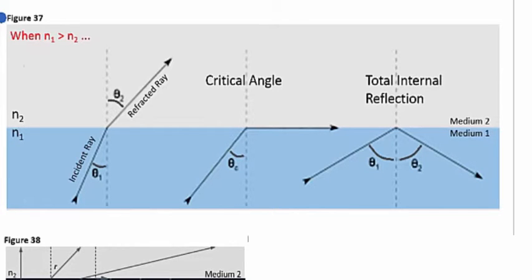Coming back up here now to figure 37. Firstly, total internal reflection only occurs when a ray in medium 1 is incident on a second medium whose index of refraction is smaller. That tells us that the light is traveling slower in the initial medium relative to the medium it's entering. Moreover, the critical angle is defined when the angle of refraction is 90 degrees to the normal. And lastly, total internal reflection occurs when the angle of incidence is larger than the critical angle.